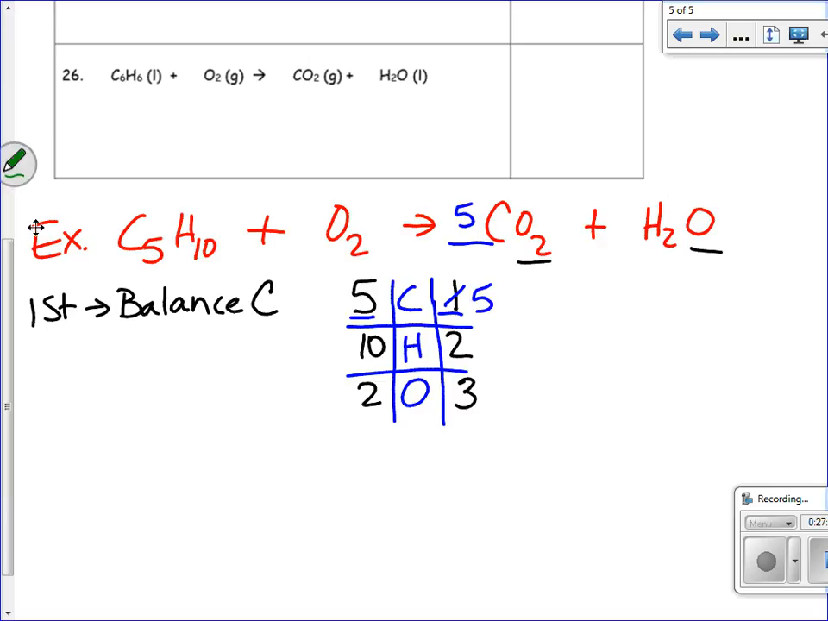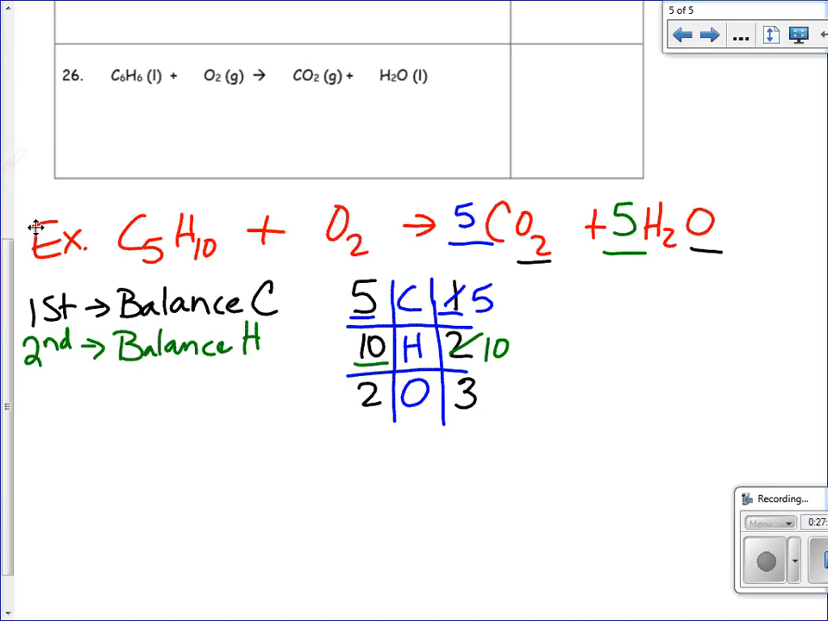Second step. I'm going to balance my hydrogens. So, over here, I have 10 on my reactant side. I need to have 10 on my product side. What do I need to put there? 5 times 2 will give me 10. Good. So we're going to put a 5 here. And I'm going to make that a 10. Good. Now, this is where it gets a little different.